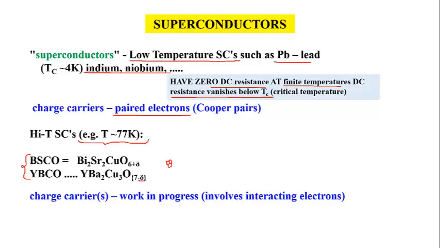Well, the high TC conduction mechanism is still a work in progress. It's very controversial, and it's pretty well accepted, though, that it involves interacting electrons, but they're not Cooper pairs. And so you'll see that this will be work that's in progress and will continue until good explanations are derived.